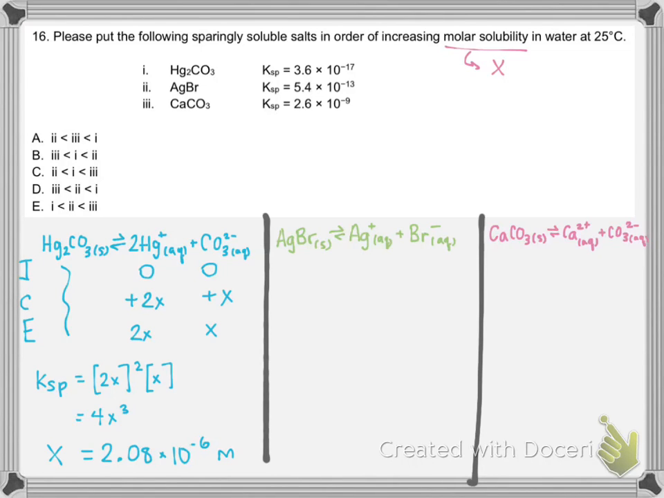Okay, so now we'll have to do kind of the same process for the silver bromide. Not going to include the solid. 0 of both to begin, plus x, x, x. So our KSP is going to be equal to the x from the silver times the x from the bromide, which will just be equal to x squared. And we can solve for x using the KSP above. And we get that x is 7.35 times 10 to the negative 7th molar.